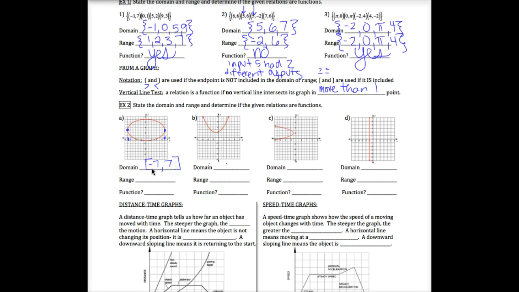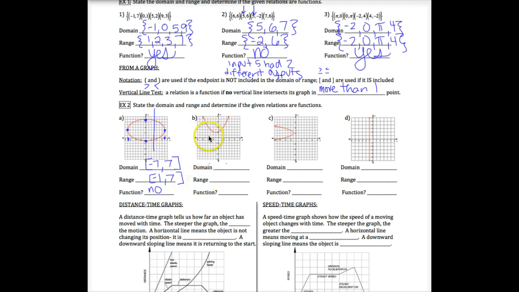Do the same thing for my y values. My y values start here, that is included, and end here, which is also included. So from -1 to +7. Is it a function? No, because look, it fails the vertical line test. I had a vertical line that touched in more than one spot.